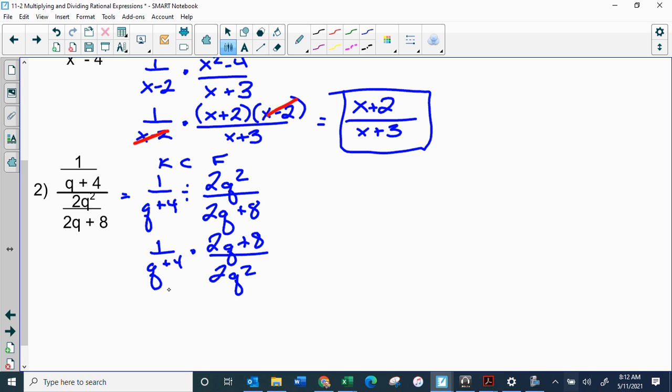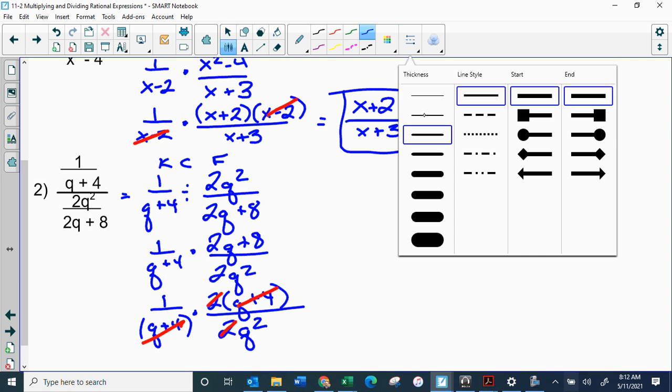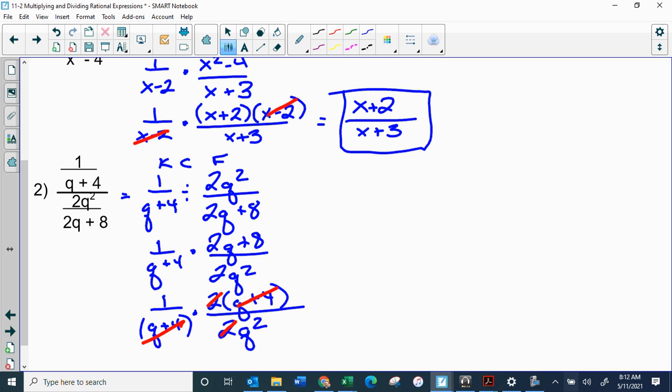2q plus 8 I can factor, so now I have 1 over q plus 4 times 2 times q plus 4, all over 2q squared. Let's see what we can do to simplify this. These q plus 4s will cancel each other out. The 2s will cancel each other out, 2 over 2 is 1. And so I'm simply left with 1 over q squared. And there you go.